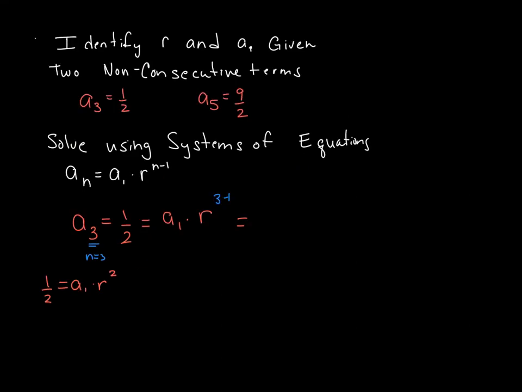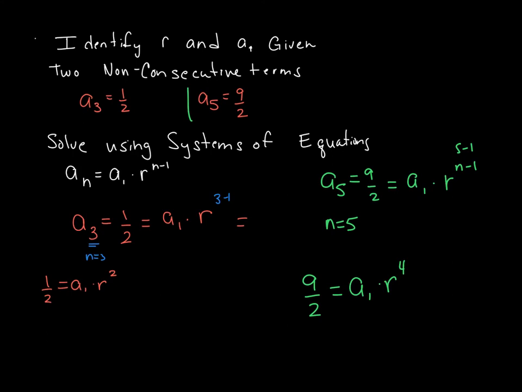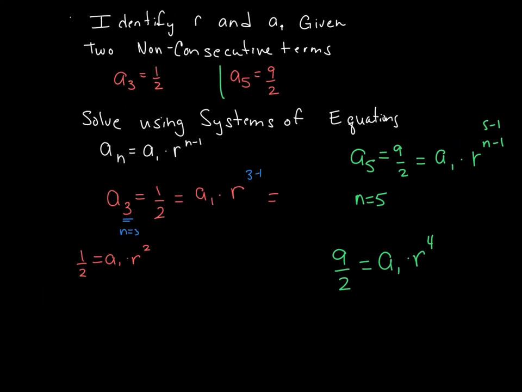Now I'm going to do the same thing for a5. I know that a5 is equal to 9 over 2. This tells me again that n is equal to 5. I also know that it is equal to a1 times r to the n minus 1 power, or 5 minus 1. So my second equation is 9 over 2 is equal to a1 times r to the 4th.